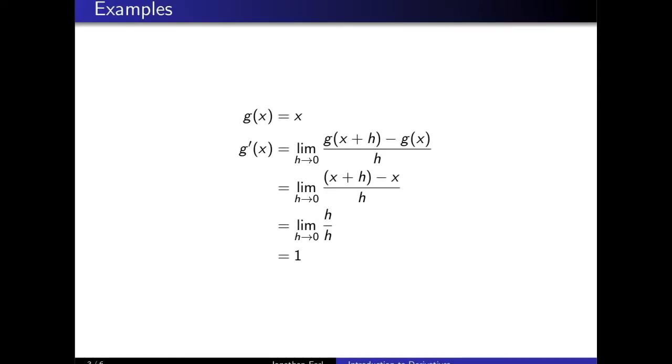Okay, for our second one, well, we just did a constant. The next nicest thing to look at is going to be a linear term, so just g of x equals x. In that case, g prime is still given by the limit as h goes to 0 of g of x plus h minus g of x, all over h. From our definition, that's the limit as h goes to 0 of x plus h minus x, all over h. The x's will cancel each other out, and we just get left with h over h, which is 1.